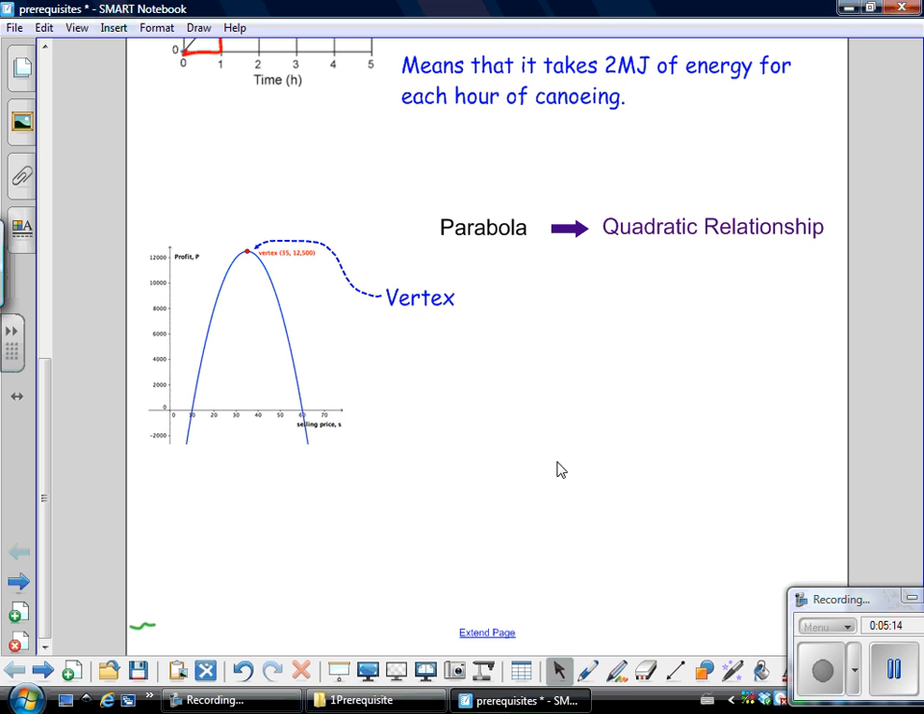So when we're looking at the vertex, we're interested in, first of all, if it opens down, such as this one, it has a maximum value. If it opens up, it has a minimum value.